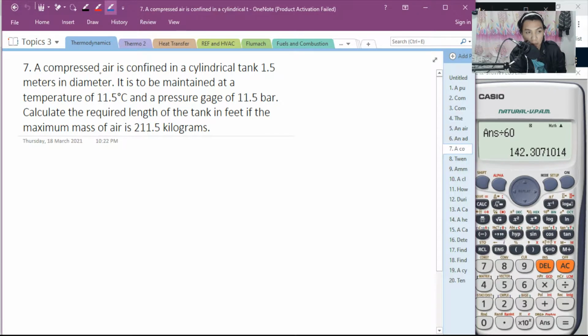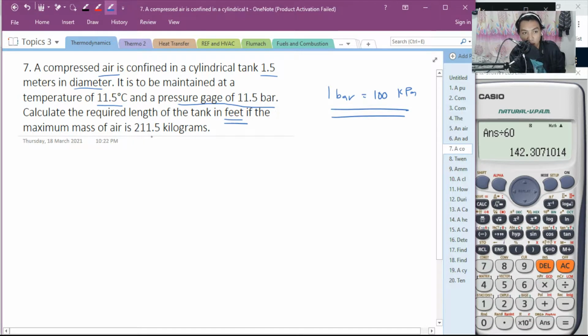A compressed air na naman, is confined in a cylindrical tank 1.5 meters in diameter. It is to be maintained at a temperature of 11.5 degrees Celsius and the pressure gauge of 11.5 bar. Ayan. 1 bar is equal to 100 kilopascal. Okay? Another keynote. Calculate the required length of the tank in feet if the maximum mass of the air is 211.5 kilograms. Mamaya na tayo mag-convert. Lahat yan mostly naka SI units kasi ang bar is in SI units.